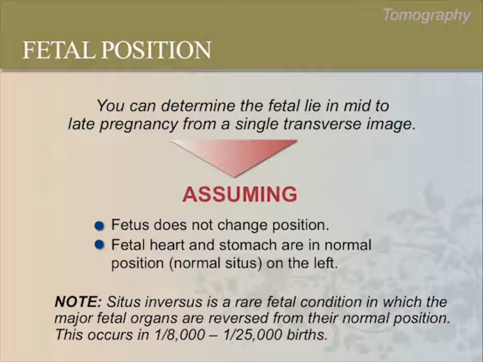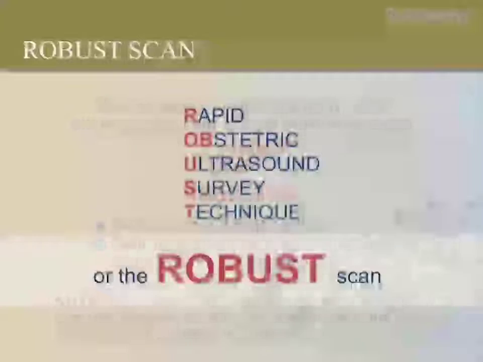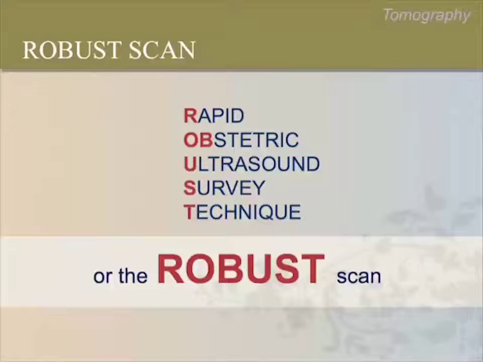Now we will introduce a technique to rapidly survey the pregnant uterus. The Rapid Obstetrical Ultrasound Survey Technique, or ROUST scan, is a simple but very important technique. With this technique, you can assess fetal lie and the number of fetuses more quickly and clearly. For example, if twins are present, you will learn to recognize them at the beginning of the scan instead of much later or not at all.